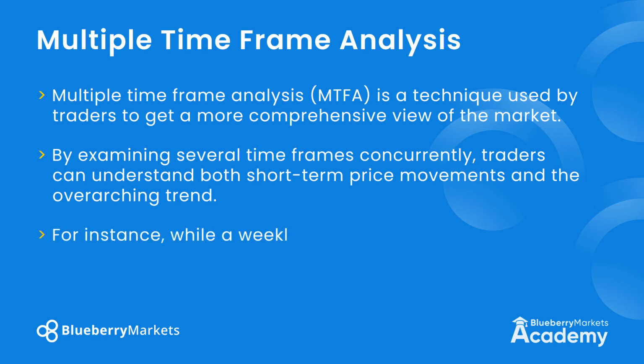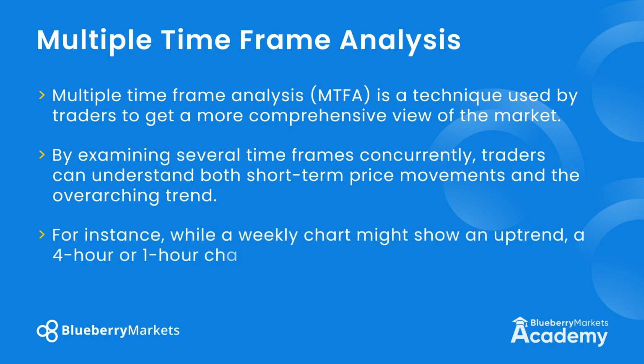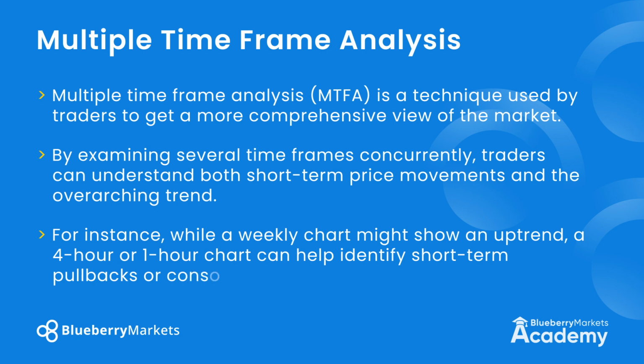For instance, while a weekly chart might show an uptrend, a 4-hour and 1-hour chart can help identify short-term pullbacks or consolidations within that trend. By zooming into shorter time frames, traders can pinpoint more accurate entry and exit points. A trader might spot a buying opportunity on the daily chart, but by examining the hourly chart, they can fine-tune their entry and get a better price. Indicators can also help identify higher time frame opportunities.